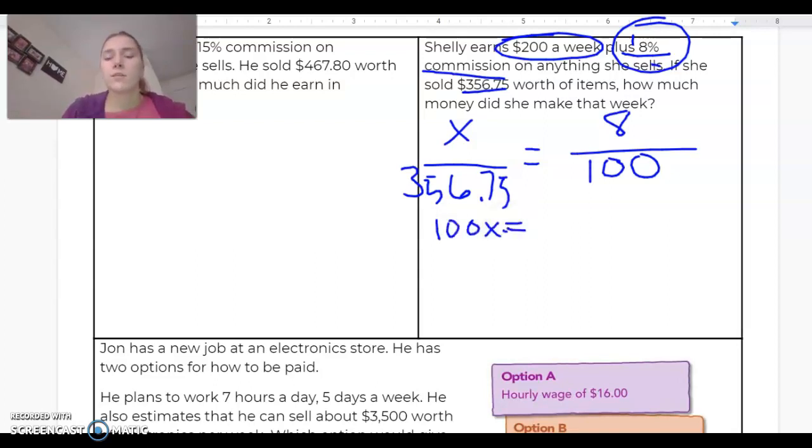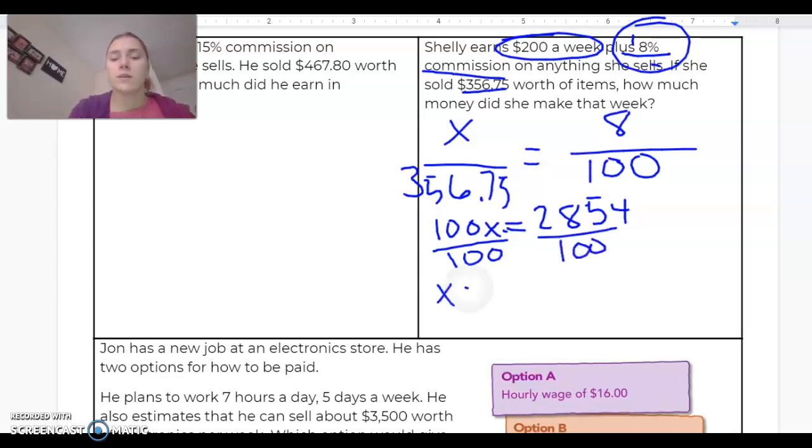Go ahead and put this in your calculators. 8 times 356.75. Okay, when you multiply those, you should get 2,854. Okay. We're going to solve for X. We are dividing by 100, leaving us with X equals $28.54. So that is how much commission she made based on everything she sold that week.